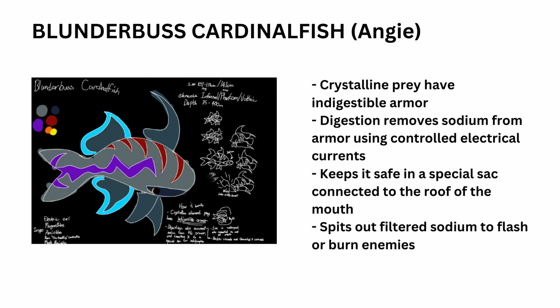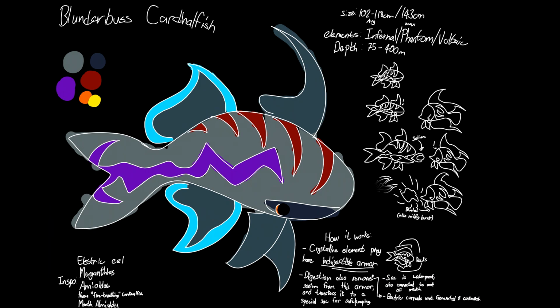For alkali metals, we have the blunderbuss cardinal fish from Angie, which feeds on prey with indigestible crystalline armor that its digestive system filters for sodium by using controlled electrical currents. It spits this sodium from a sac in its mouth to flash or burn enemies.